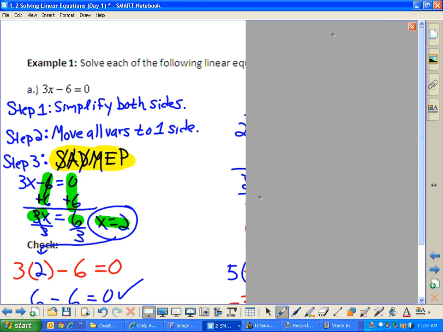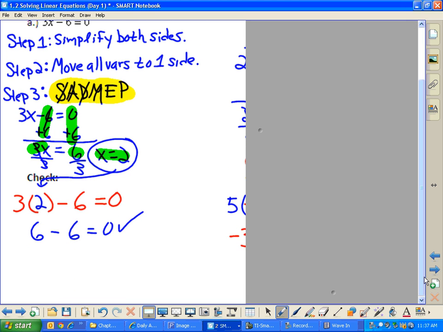If I want to check to make sure that x equals 2 is the solution to 3 times some number minus 6 equals 0, all I do is substitute that 2 in. So wherever I see an x, I put a blank, and I substitute my 2 in. So 3 times 2 is 6, take away 6 is 0. It totally worked out.